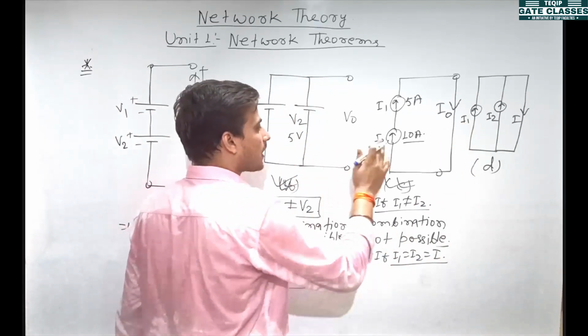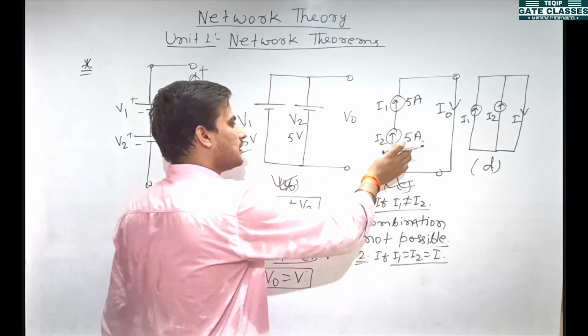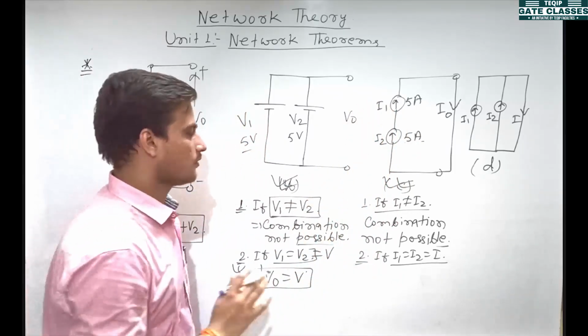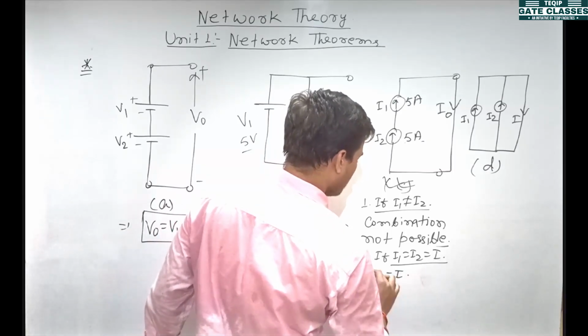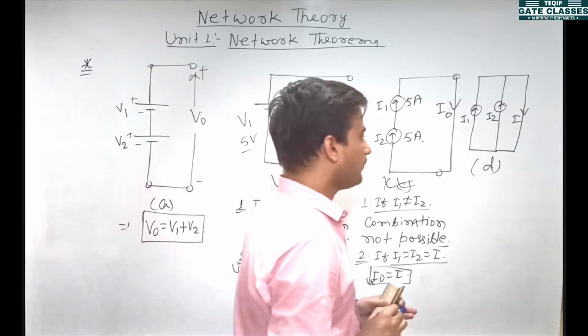Now the second condition is met, these two currents are equal. He will say 5 ampere. He will say okay, I'll also maintain 5 ampere. Don't worry. Here I0 will be equal to I.